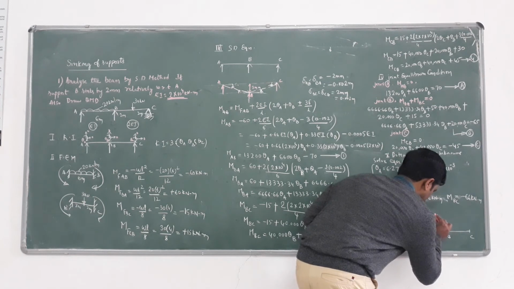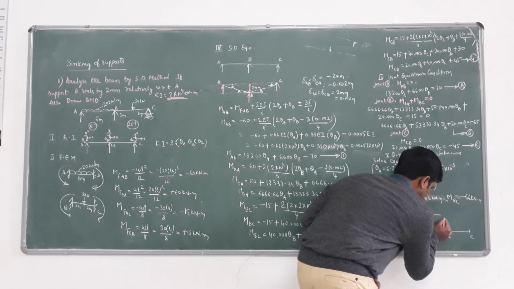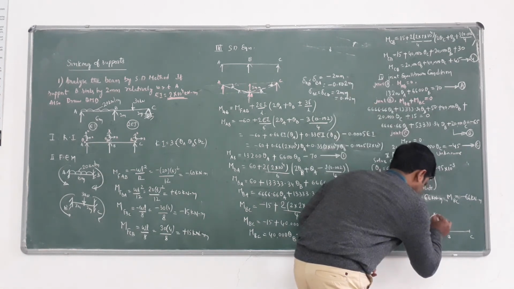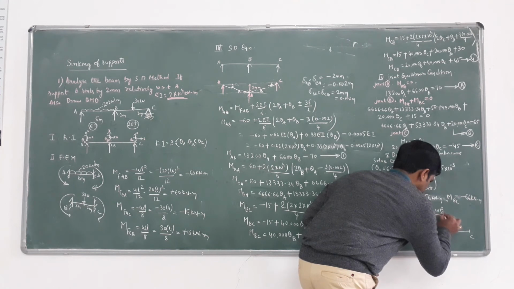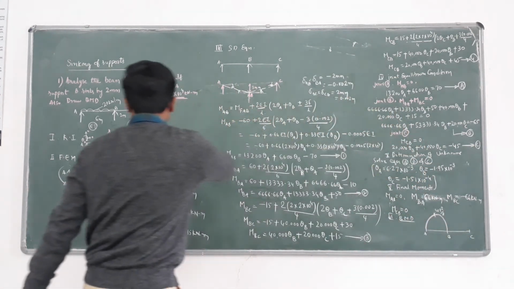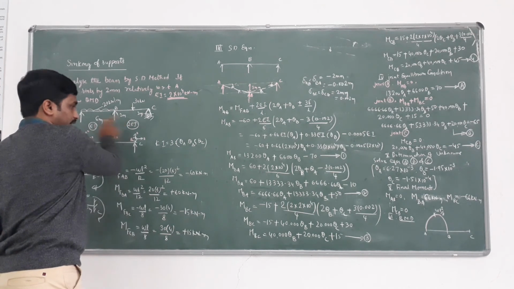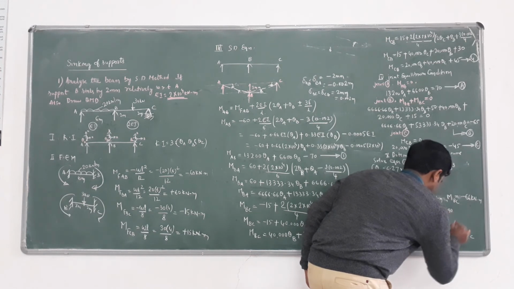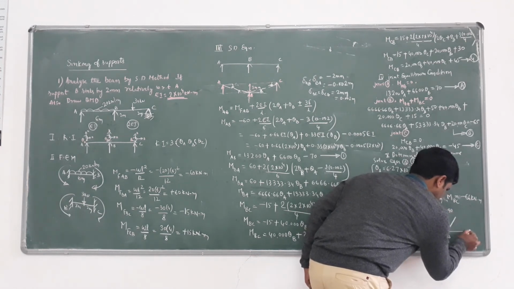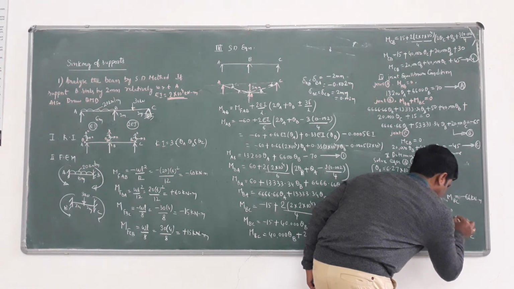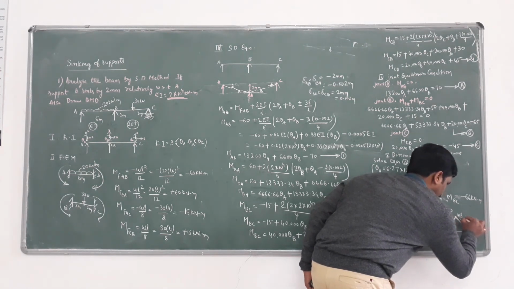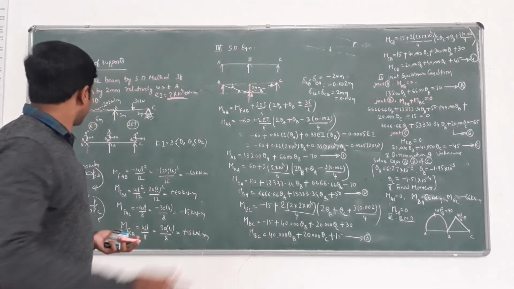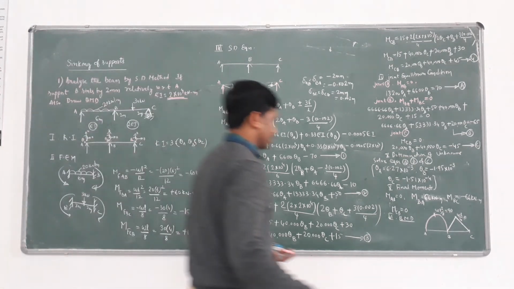For the free BMD, a span having UDL throughout is parabolic and the equation is WL square by 8. Just substitute W as 20, L square is 6 square, by 8. 20 into 6 square by 8, you are getting 90. Next you are having the point load at exactly center, that is WL by 4. For that free BMD is WL by 4. The W value is 30, L is 4, by 4. You are getting 30 kilonewton meter.